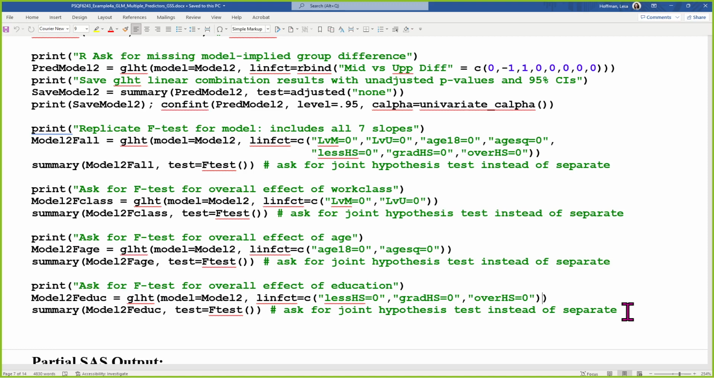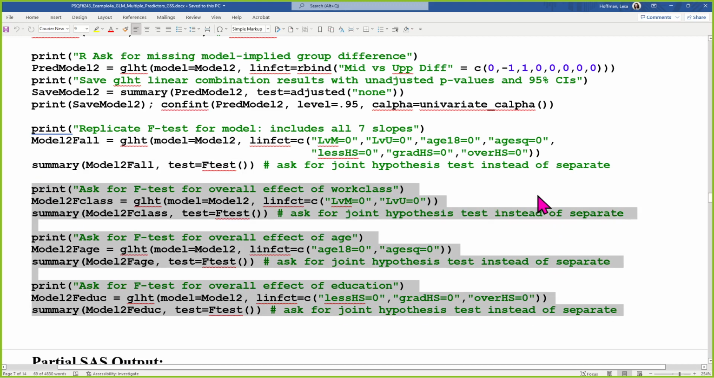Another way of thinking about this is that each of these commands here, where I'm testing just a subset of the model, what that F is referring to is the change in the model R square brought on by adding this set of slopes. Is this set of slopes significant? This is an F test for the change in R square related to that joint contribution. To get an effect size for it, to get the actual change in the R square, we got to work a little harder. That output is still coming.